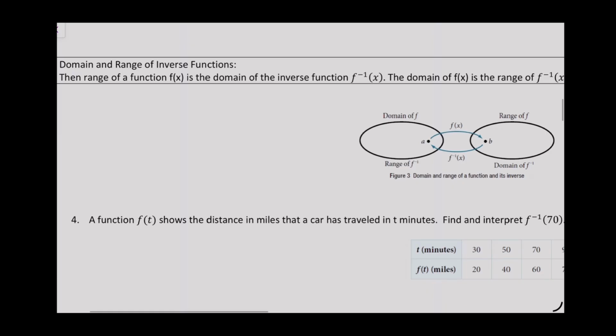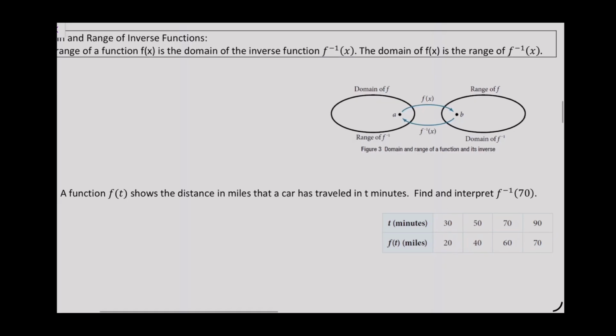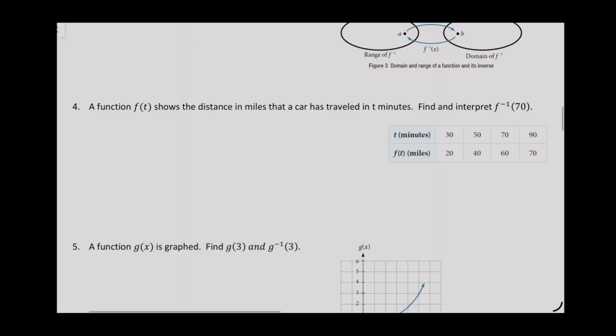All right, domain and range of functions and their inverses. We've already talked about the domain and the range. Remember when I showed you with the table and with the coordinate points, first example? Okay, so here we kind of just rehashed that. Whatever was in the original function will be equivalent to what comes out of the inverse because they negate each other. So let's jump to number 4 here. A function f of t, shown in the table, okay, shows the distance in miles that a car travels in t minutes. Find and interpret f inverse of 70.